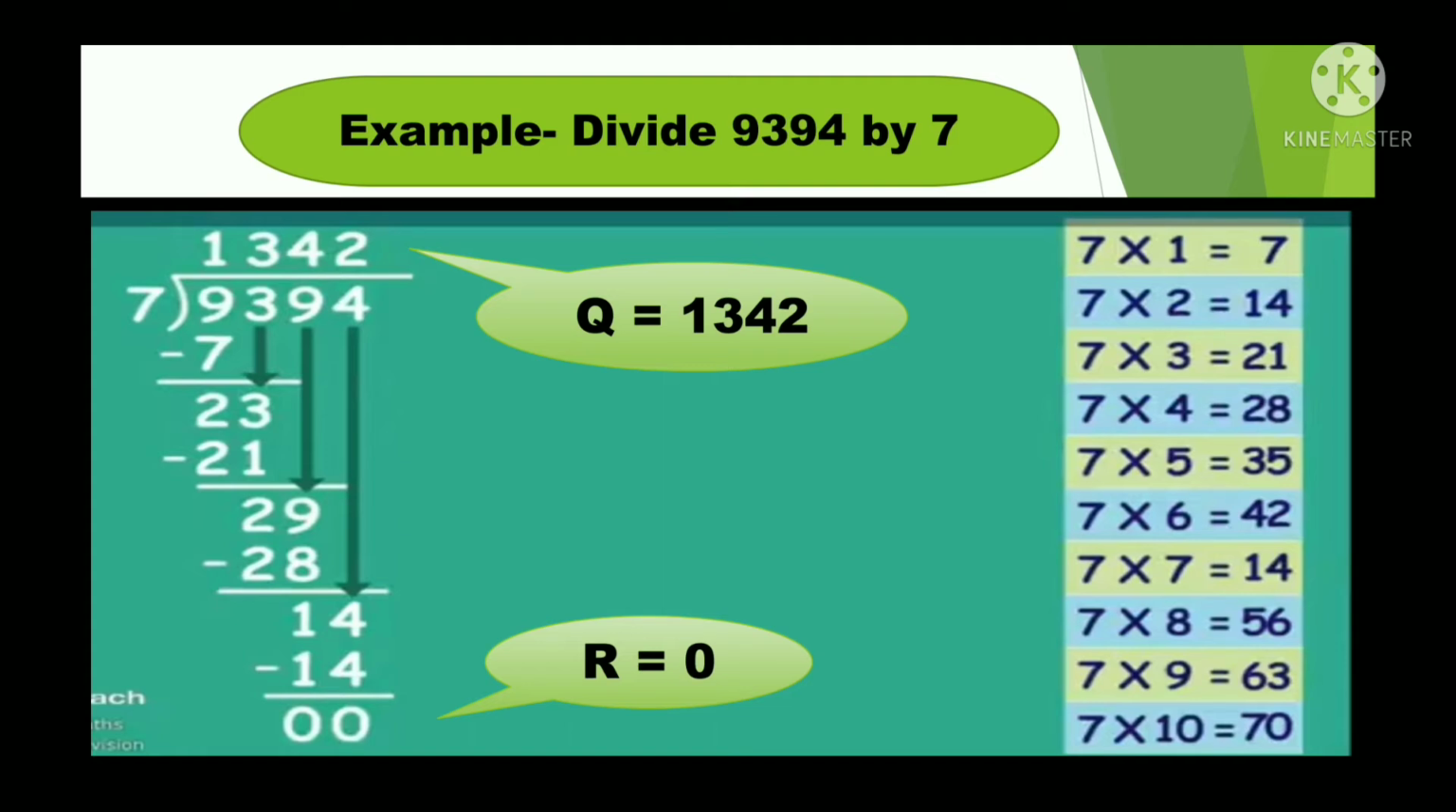will write down 4. So when we count the table of 7, we can see 7 2s are 14. So we will write 7 2s are 14. So after subtracting we get 0 as the remainder, because here there is no number left which we can write down from the dividend. So we will end our division here. After that we can see the quotient is equal to 1342 and remainder is equal to 0.